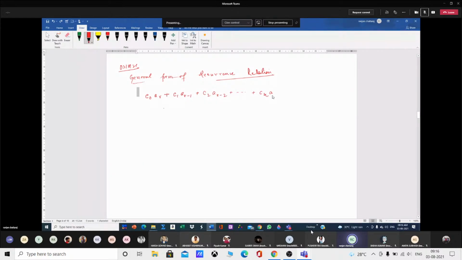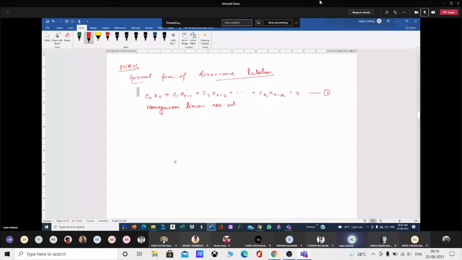So next is C_k a_(r-k), and this is f(r). Today we are going to find the solution of the homogeneous linear recurrence relation. Suppose this is what I am giving.